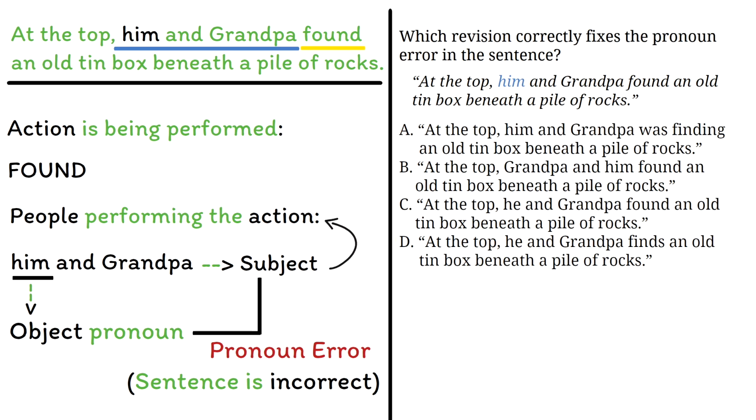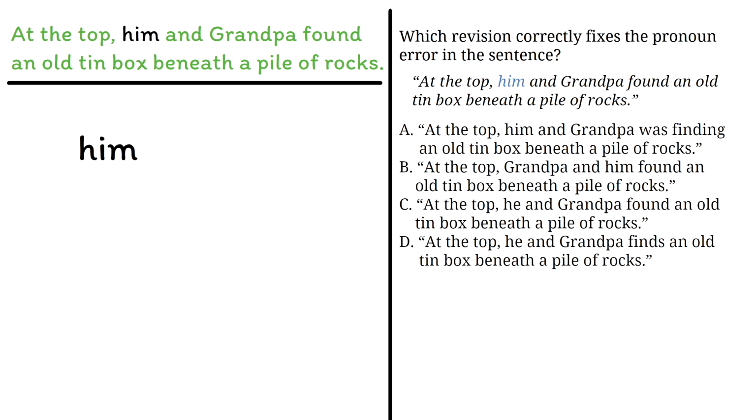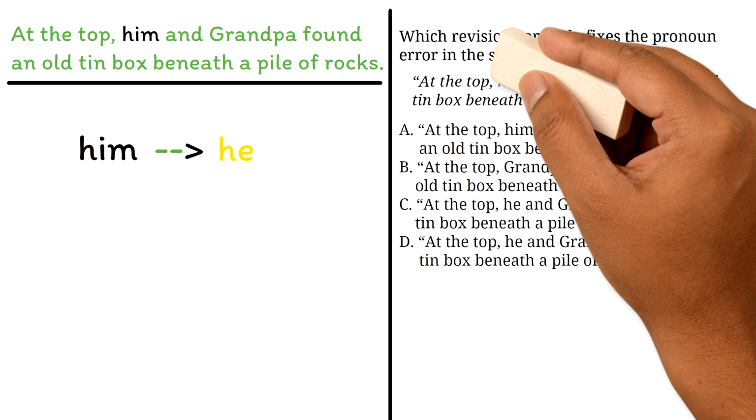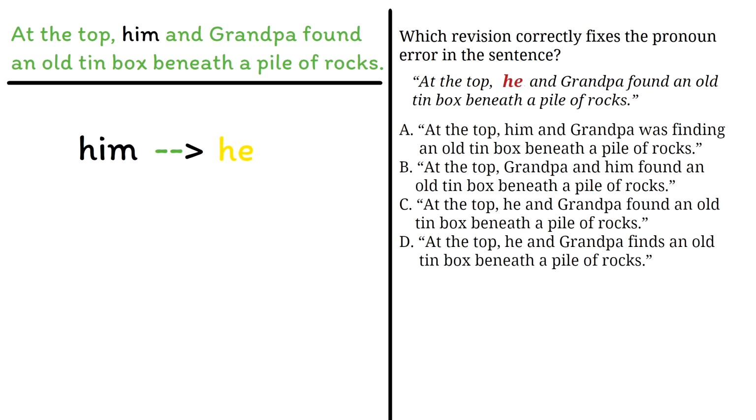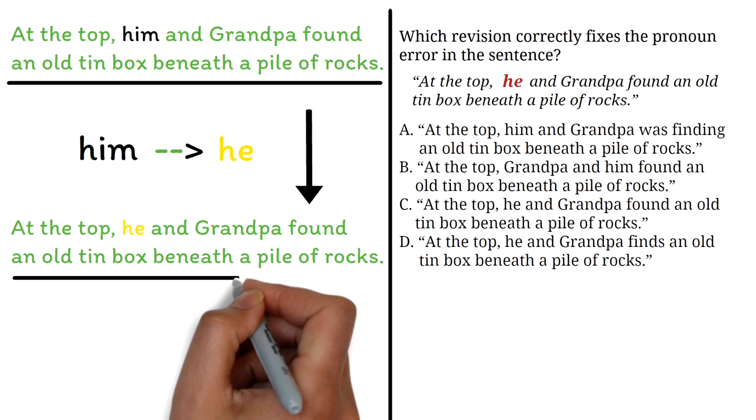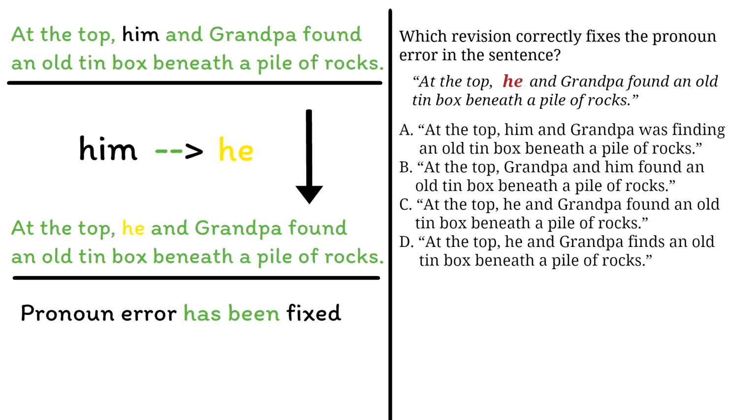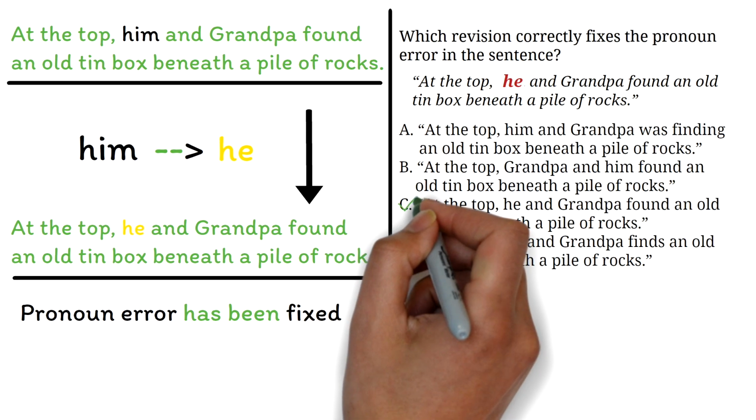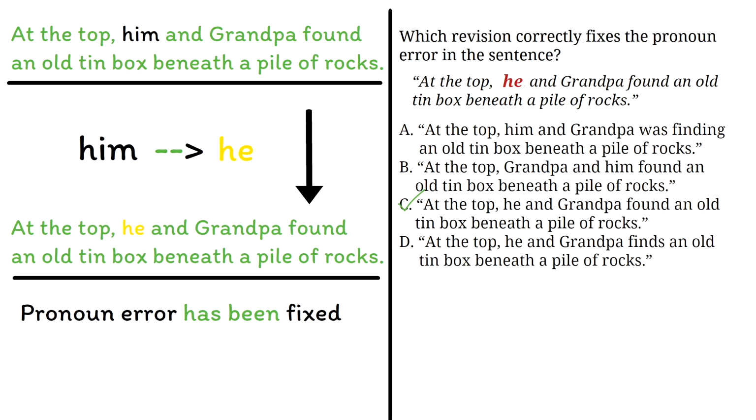So to fix this error, let's change the object pronoun him to the correct subject pronoun form, he, to show that someone, a male, is doing the action in this sentence. The sentence now reads, at the top, he and grandpa found an old tin box beneath a pile of rocks. So, we have now corrected the pronoun error in the sentence. Thus, when we look through our answer options, the correct answer is therefore option C. At the top, he and grandpa found an old tin box beneath a pile of rocks.